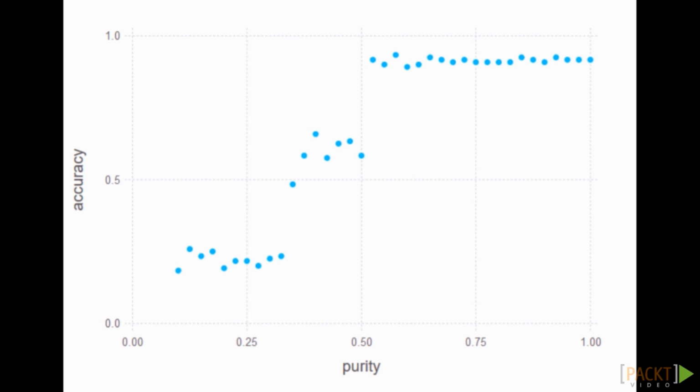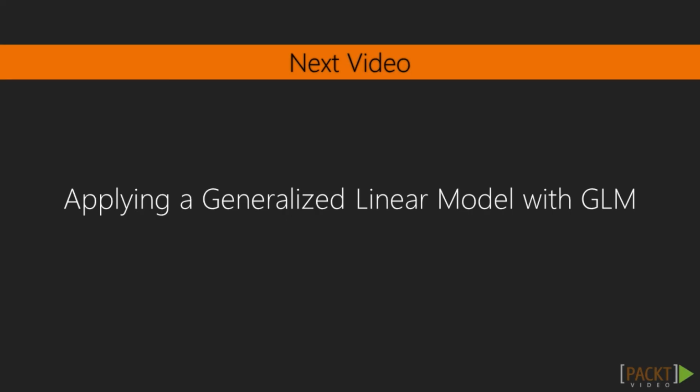In this video, we have applied a decision tree model in a more realistic way by training the model and then testing its prediction accuracy. We used correlation and ROC characteristics to see how good the model performs. In the next video, we'll apply a generalized linear model to our dataset to obtain a regression model relation between the features and the target.